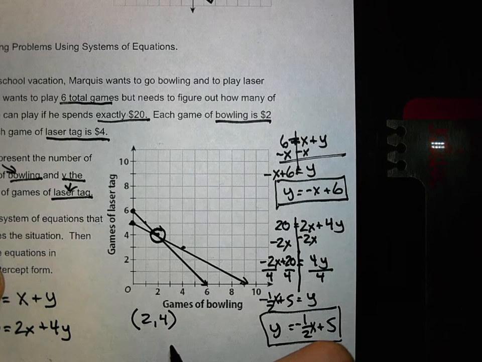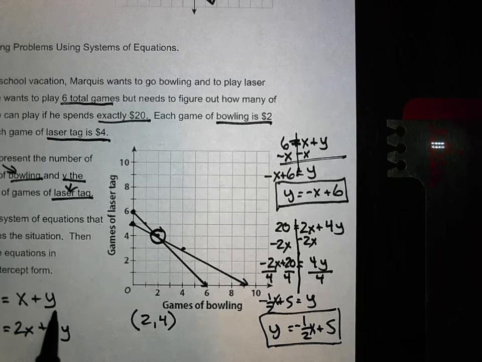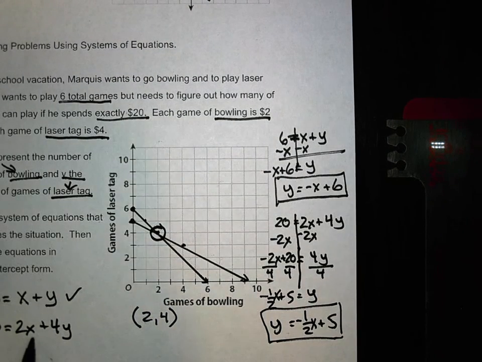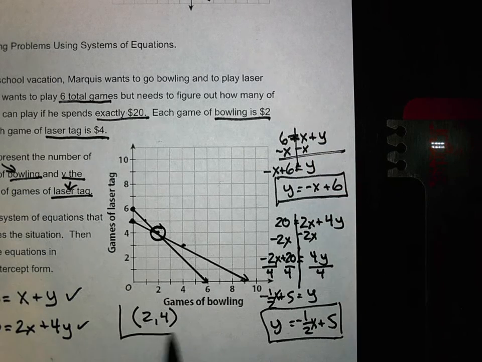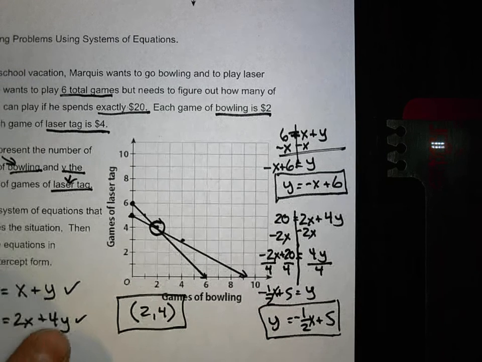All right, so let's compare it. Let's go up here. 6 equals, if x is 2, 2 plus 4. What's 2 plus 4? 6. Does that equation work? Let's put this one: 20 equals 2 times 2 plus 4 times 4. What's 2 times 2? 4. What's 4 times 4? 16. So 4 plus 16 is 20. So that one checks, right? There's our answer. That's what he can do. He can bowl twice and laser tag 4 times. And that's better anyway. Laser tag's more exciting. Any questions on systems of equations using graphing?